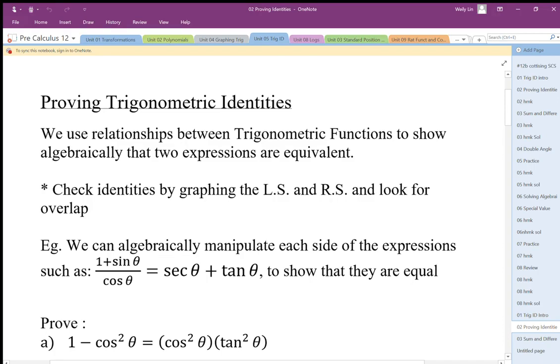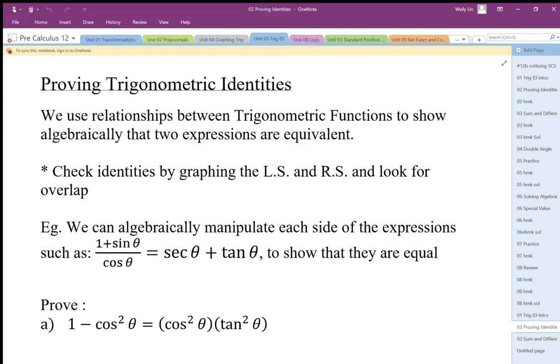Proving trig identities. Trig identities sometimes look like equations, but really they're identities. What we want to show is that this left-hand expression is equivalent to the right-hand expression. And we show that by showing algebraic steps to prove that one side looks the same as the other.